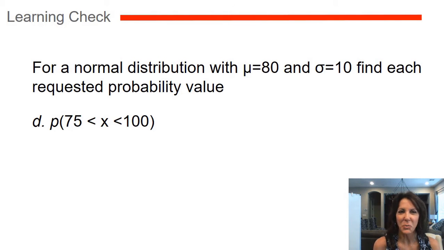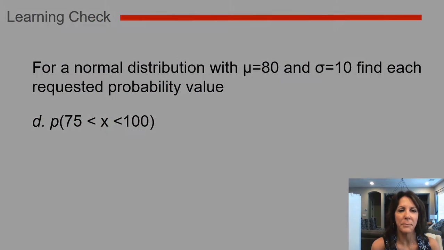All right, we're going to do one more. We have the same mean and standard deviation, but this time we're going to find the probability of finding a score between 75 and 100, or a score that's greater than 75 but less than 100. So we're going to have to find two z-scores, right? One for a raw score of 75 and one for 100. Let's do that and then map it out.